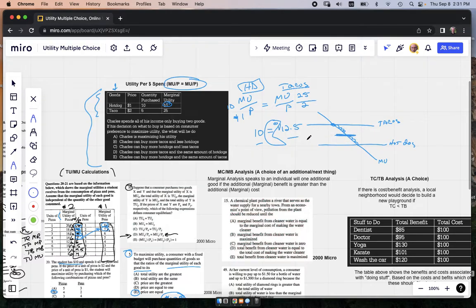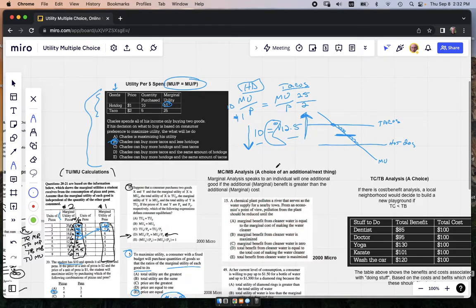So what we want to do in this situation is always consume more of the one that gives us the biggest bang for our buck and less of the one that does not. Always more and less. We want to buy more tacos, less hot dogs. Does that make sense?